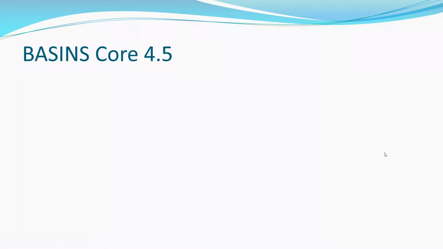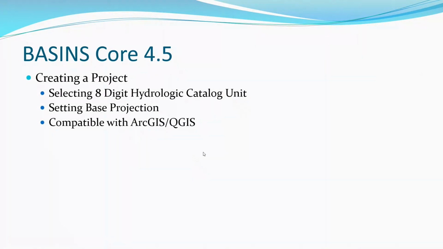All right, I'd like to give you an introduction to BASINS, and then we'll show you how we can use it to download and process data. We're going to be looking at BASINS Core 4.5, which was released earlier this year. What we're going to be doing is creating a project. We create a project by selecting an 8-digit hydrologic cataloging unit somewhere within the United States. If your water body or your area of interest is smaller than that, you have to download the HUC8, and then you can break it down into smaller components. We're going to talk about setting up a base projection, the geographical information system projection. Doing so would make it compatible with ArcGIS and tools like QGIS.